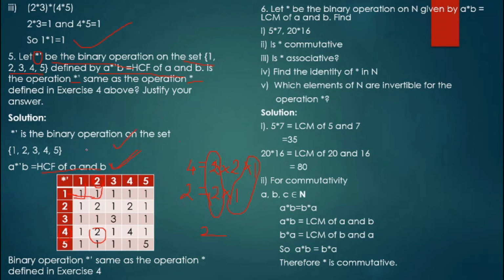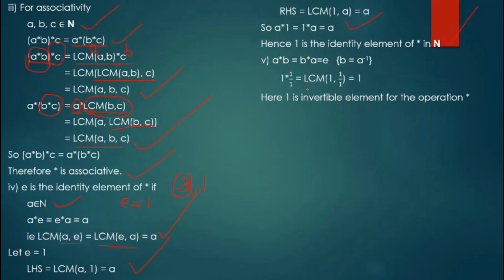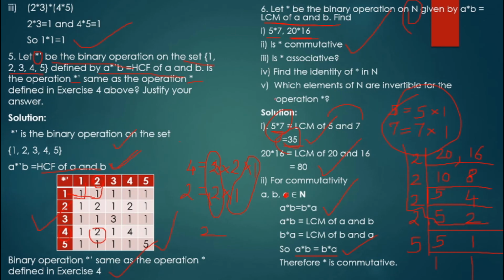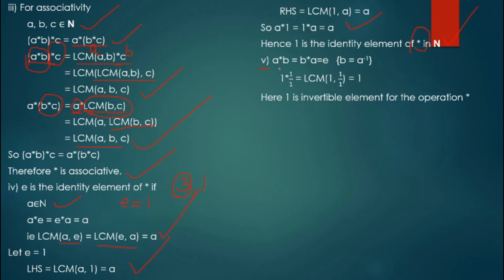So here we have HCF of A and B. From the binary operation table, we have found all the binary operations in N. Next we have the next question. It asks which elements of N are invertible for the operation star. Which elements of N are invertible for the operation star?